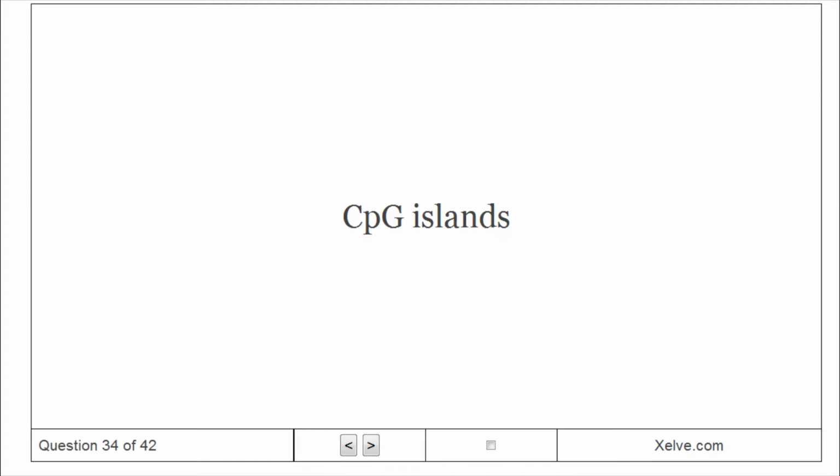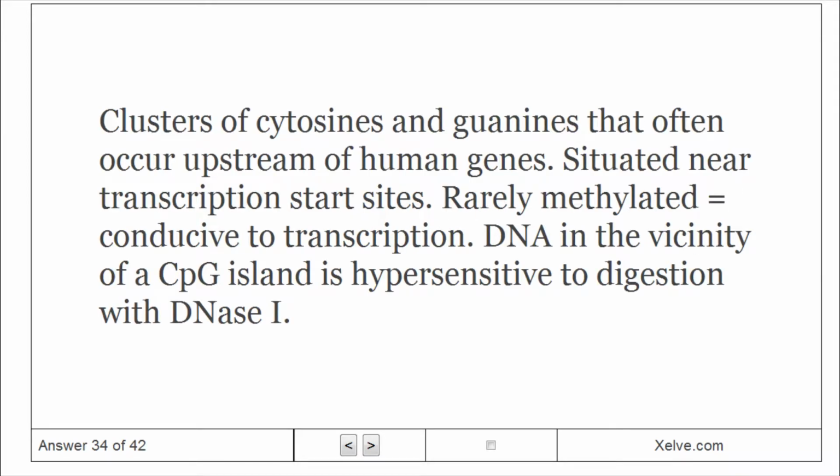CpG islands. Clusters of cytosines and guanines that often occur upstream of human genes, situated near transcription start sites. Rarely methylated equals conducive to transcription. DNA in the vicinity of a CpG island is hypersensitive to digestion with DNase I.